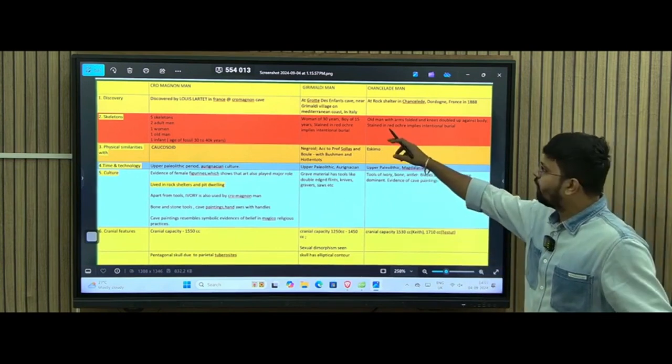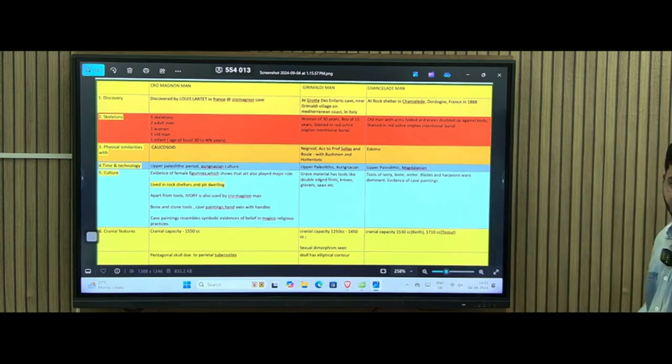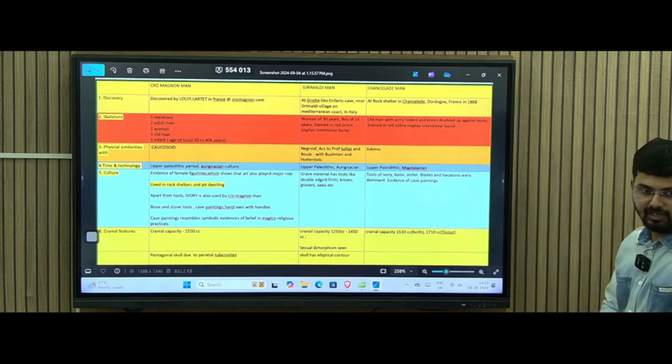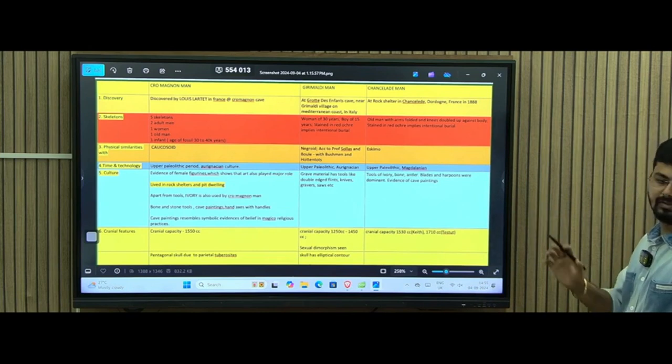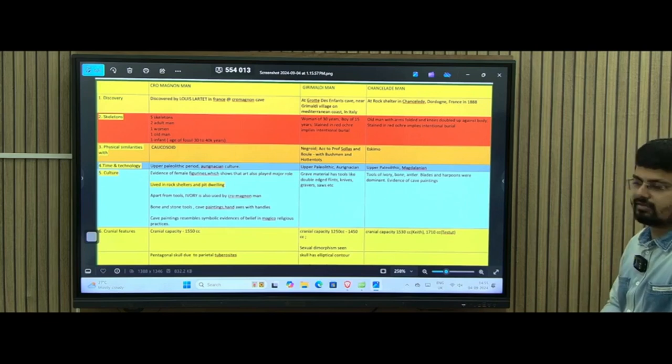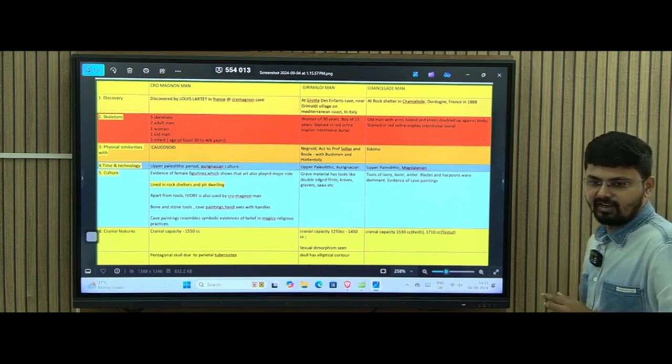Right. So where did you find Grimaldi? Grimaldi village on the Mediterranean coast, Italy. And here you can notice that the woman of 30 years and the boy of 15 years were stained in red ochre, which implies intentional burial.